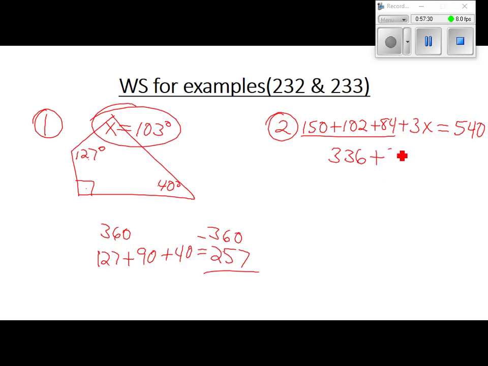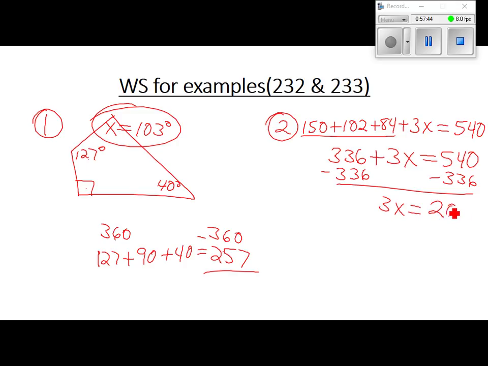336 plus 3x equals 540. Now what? Subtract 336 on both sides. You end up with 3x equals 204. Now what? Divide by 3. X equals what?